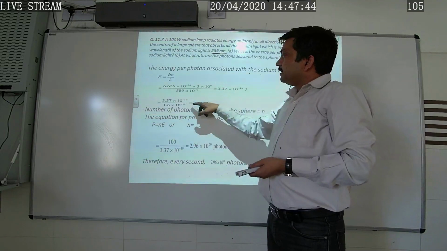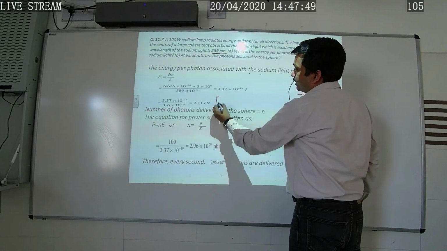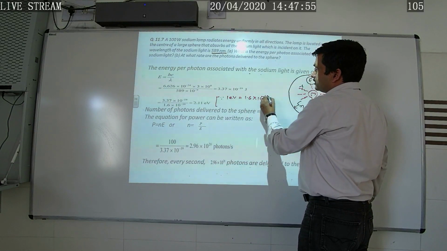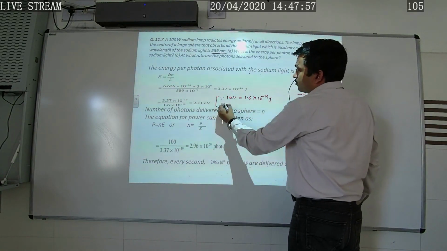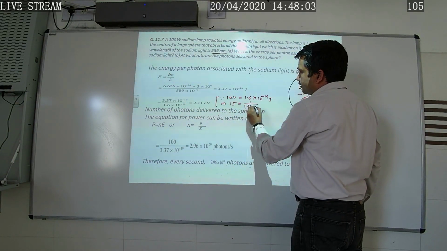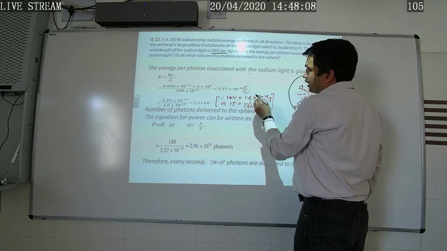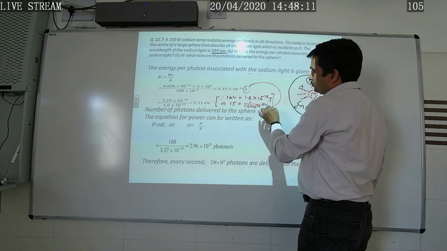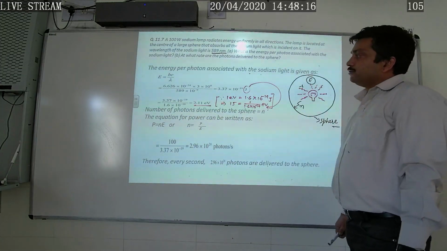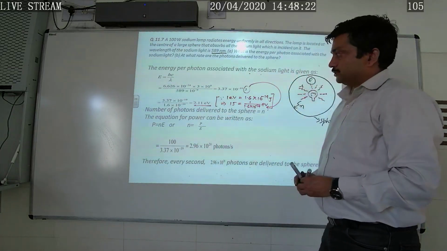Now if we want to convert it in terms of electron volt, then as we know, 1 electron volt is equal to 1.6 into 10 power minus 19 joule. So 1 joule is equal to 1 over 1.6 into 10 power minus 19 electron volt. Simply substituting the value of this 1 joule here, we get the required answer after calculating, 2.11 electron volts.